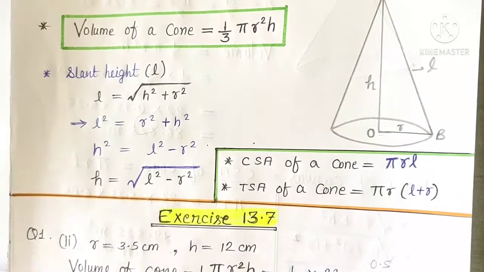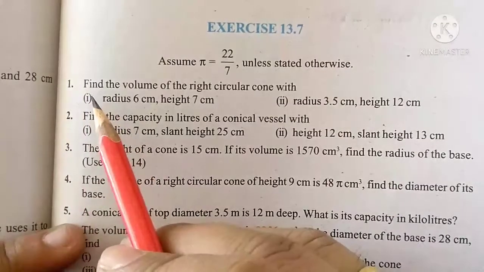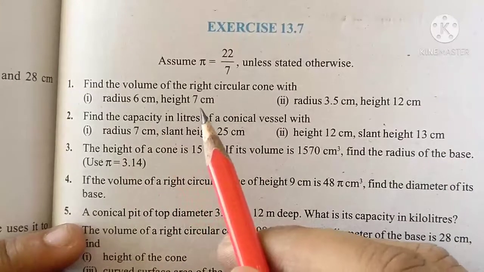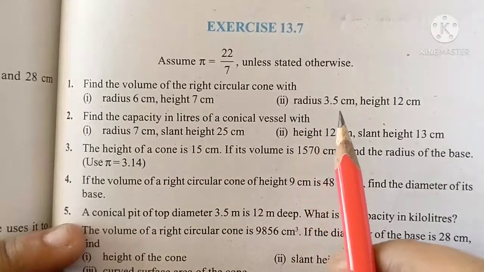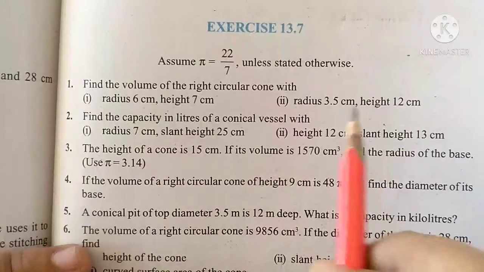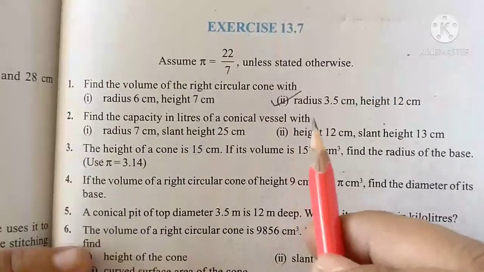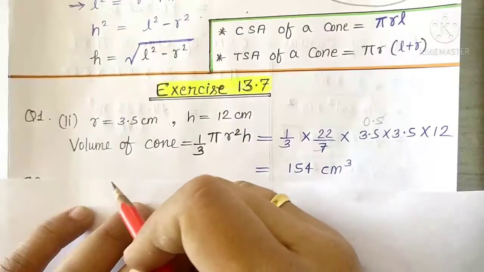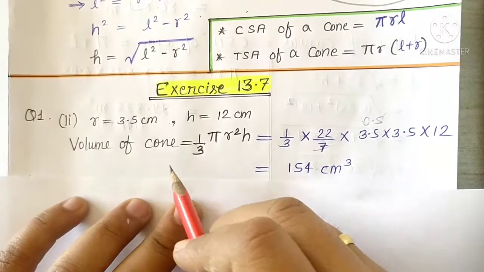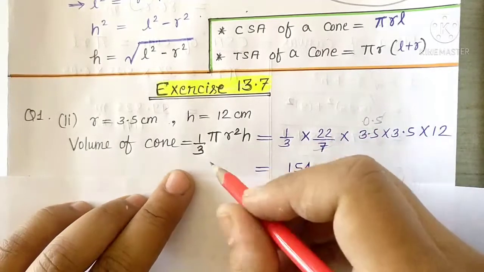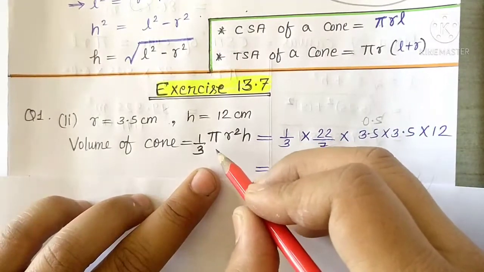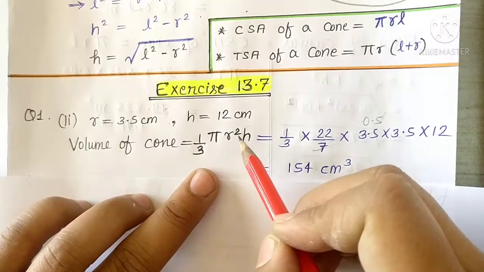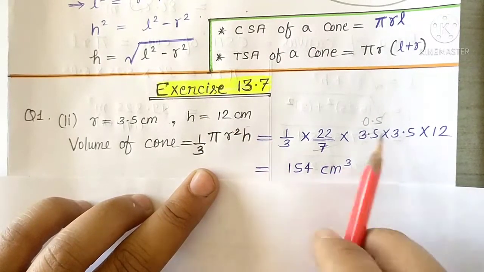First question of exercise 13.7: find the volume of a right circular cone with radius 6 cm, height 7 cm, and second part, radius 3.5 cm and height 12 cm. Out of this we will do the second part, where radius is given 3.5 and height is given 12 cm. So let's do this question. By using the formula of volume of a cone, 1 upon 3 pi R square H, we can put in the values. 1 upon 3, pi means 22 upon 7, and R stands for 3.5, so square, 3.5 multiplied by 3.5, and H stands for 12, so we will write 12 here.